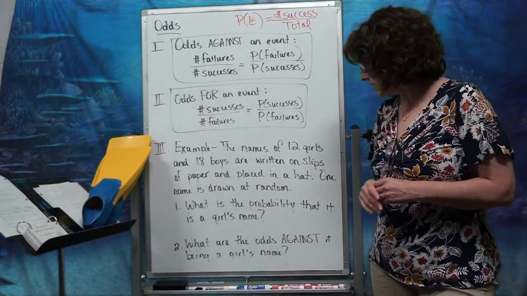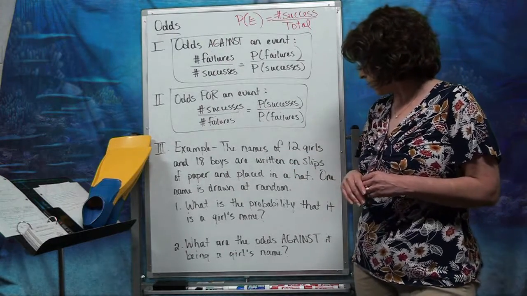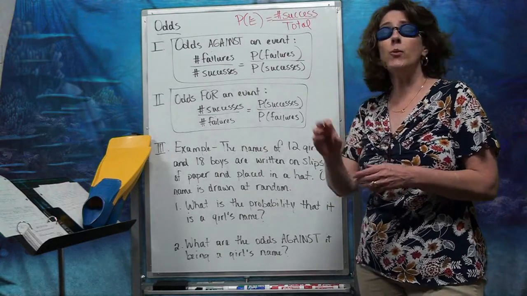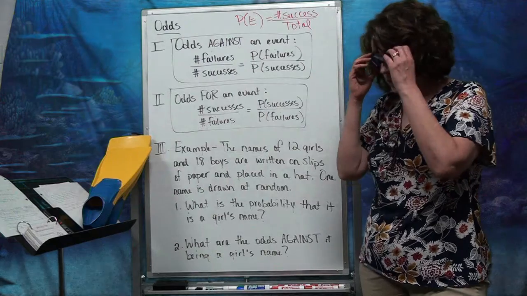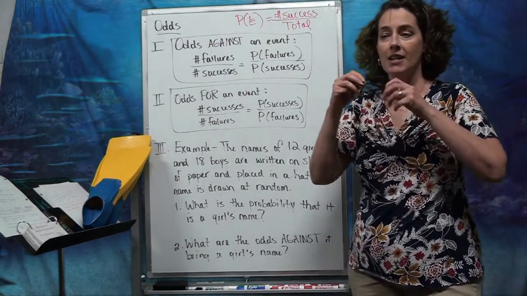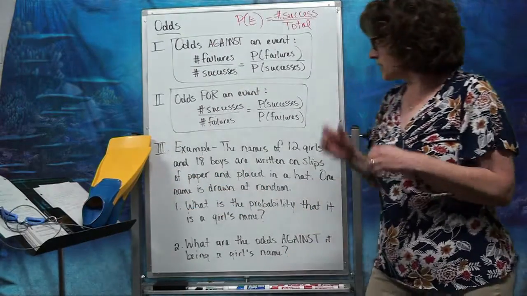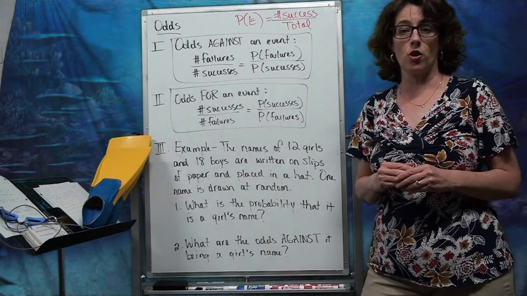So let's take a look at an example here. In this example, we've got the names of 12 girls and 18 boys. They are written on slips of paper, and they are placed in a hat. And then we're going to draw one name at random. And so what we want to do in this first case, and I cannot see anymore, so let me get this off here, is we want to know what's the probability that it is a girl's name that's drawn.